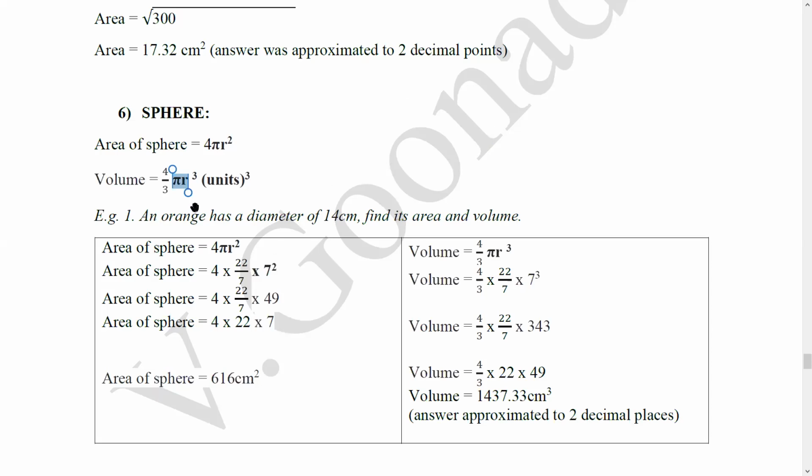All right, so let's see. An orange has a diameter of 14 centimeters. Find its area and also the volume. So the area of a sphere is 4 pi r squared. So 4 by pi, which is 22 over 7, multiplied by 7 squared, and 7 squared, you know, is 49. Of course, you can use your calculator and you will get 616 centimeters squared. So the area of the sphere works out to be 616 centimeters squared.